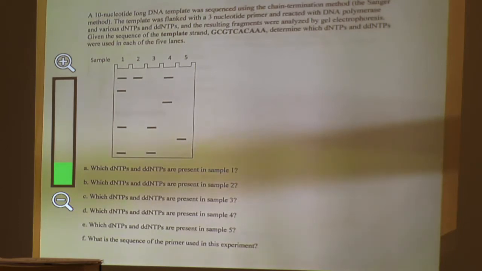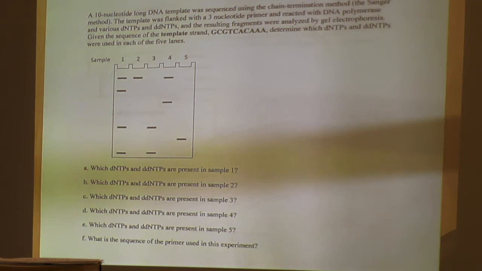So, a 10 nucleotide long DNA template was sequenced using the chain termination method, aka the Sanger method. The template was flanked with a 3 nucleotide primer and reacted with DNA polymerase and various dNTPs and ddNTPs, and the resulting fragments were analyzed by gel electrophoresis. Given the sequence of the template strand, determine which dNTPs and ddNTPs were used in each of the 5 lanes.